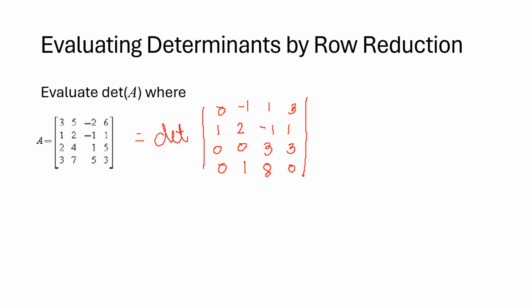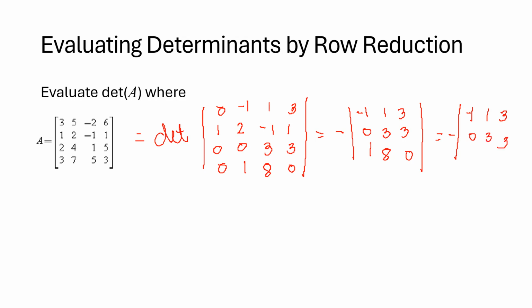Okay, so we can use the cofactor expansion along the first column. So in this case, you have negative 1; the matrix with rows negative 1, 1, 3; 0, 3, 3; then 1, 8, 0. And then we can add the first row to the third row. So you have negative 1, 1, 3, then 0, 3, 3, and 0, 9, 3.